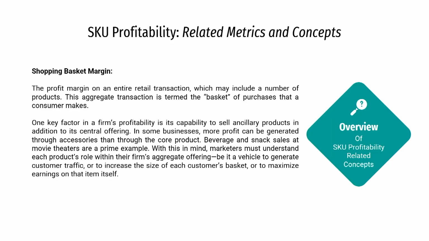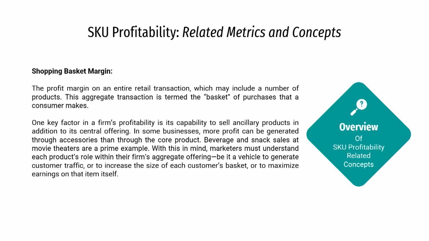Then comes the concept of shopping basket margin. So, the profit margin on an entire retail transaction, which may include a number of products. This aggregate transaction is termed as the basket of the purchases that a consumer makes. Sometimes there are some categories of products which are sold to the customers where the initial margin is not high, but the subsequent accessories required for use of this product will have a higher margin.